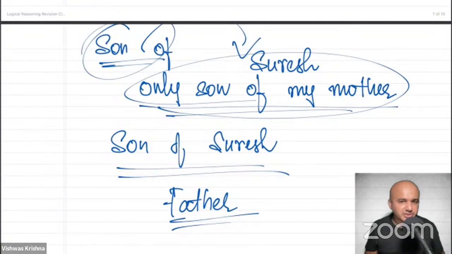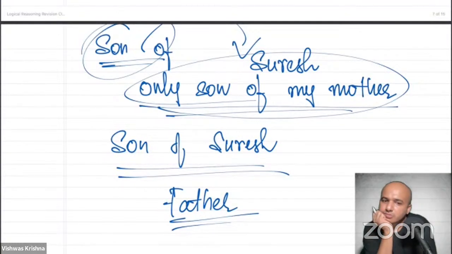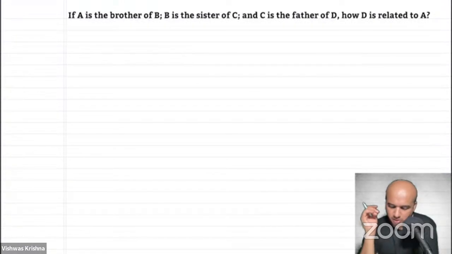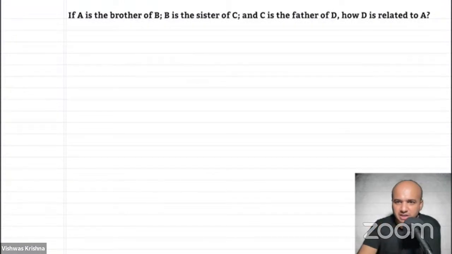Any doubts, guys? Okay, I think it's clear. See, start from the last part of the relationship which is given in the question. That way we can work backwards. Okay, I think this is the question which was asked earlier also. Let me just check the chat.